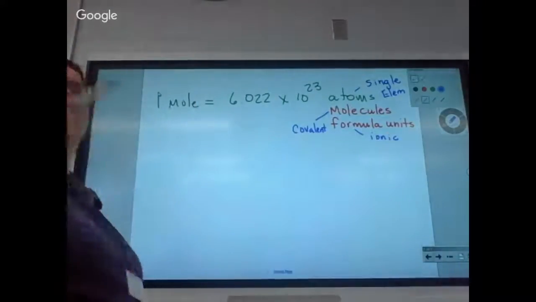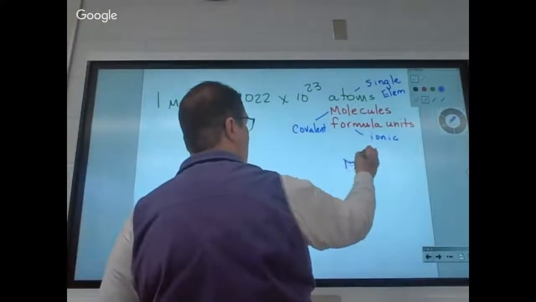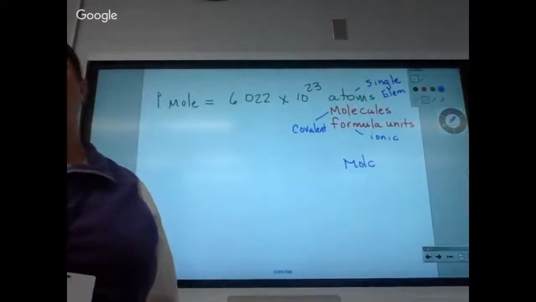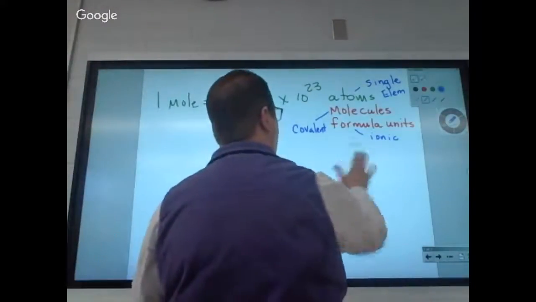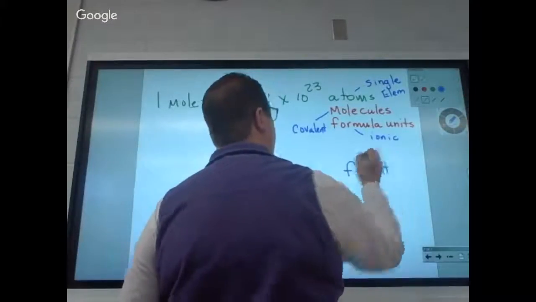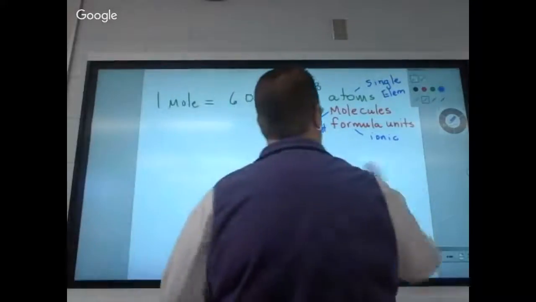Now, if you want to abbreviate, I will tell you molecule is MOLC. I don't use it very much because most people think I wrote what? Mole. If you want to abbreviate formula units, you can write F unit. Please don't write FU for obvious reasons. Okay?